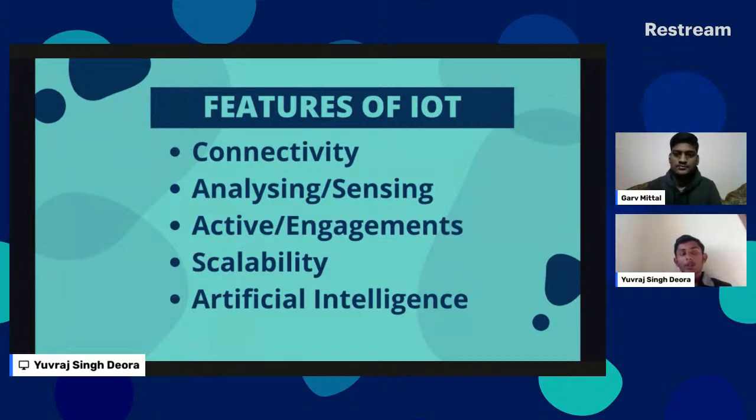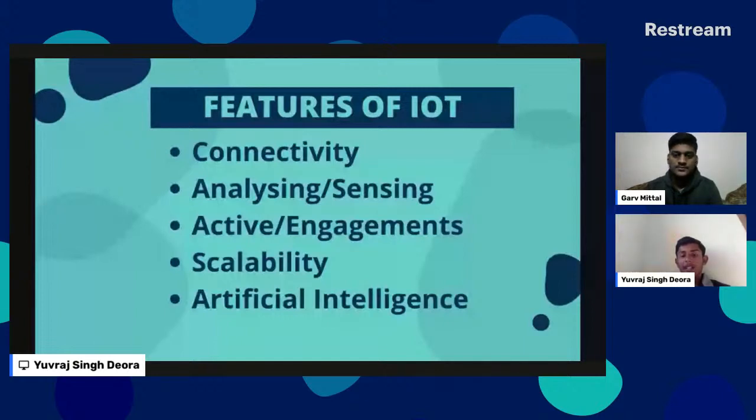Like if the humidity is this much and the temperature is this much, and the rain prediction, the chances of coming rain is about this much percentage, right? And the third feature of IoT is active engagement, right? So IoT provides us a very active engagement with different technologies, right?